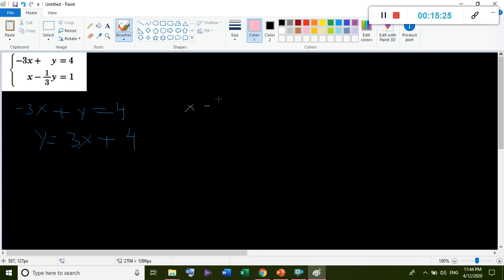x minus 1 over 3 y equals 1. So it's minus 1 over 3 y equals minus x plus 1. We're going to multiply everything by negative 3 because here it's division. So y equals 3x minus 3. So this is the first equation we have, and this is the second equation we have.